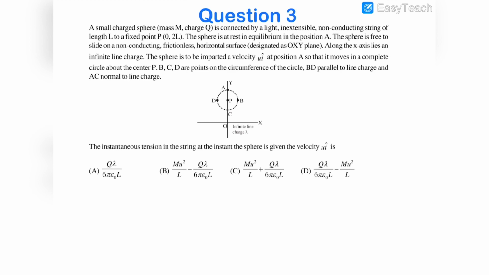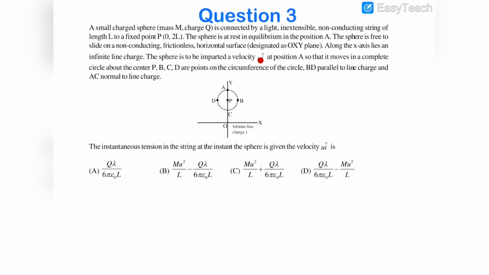In this question you can see that there is a small charged sphere of mass m and charge q. It is connected by a light inextensible string which is non-conducting also. Its length is L, and it is fixed at a point P which has coordinates (0, 2L). Now this sphere is at rest in equilibrium position at A, and this sphere is on a horizontal frictionless surface which is the xy plane.